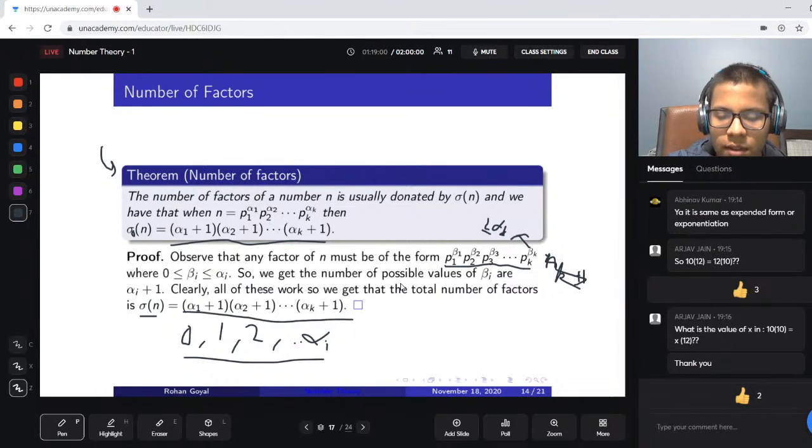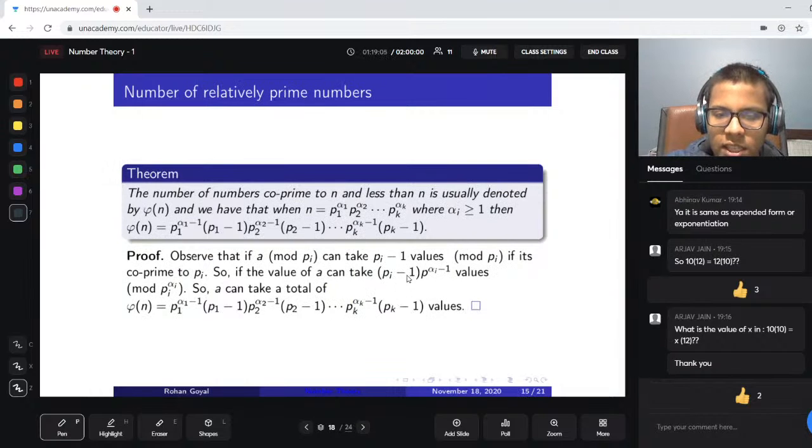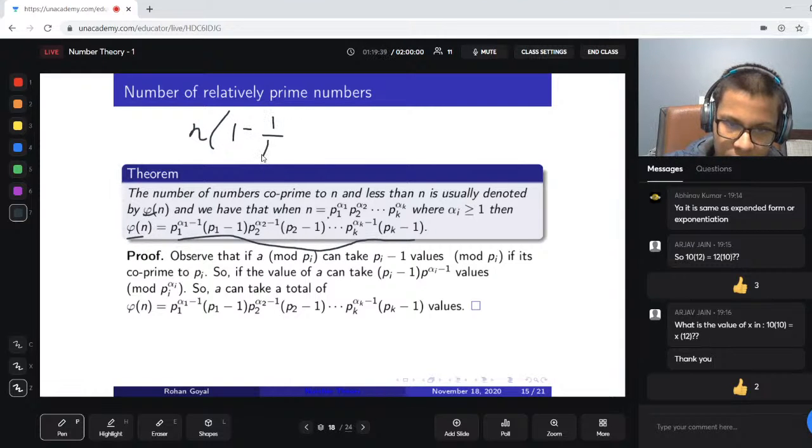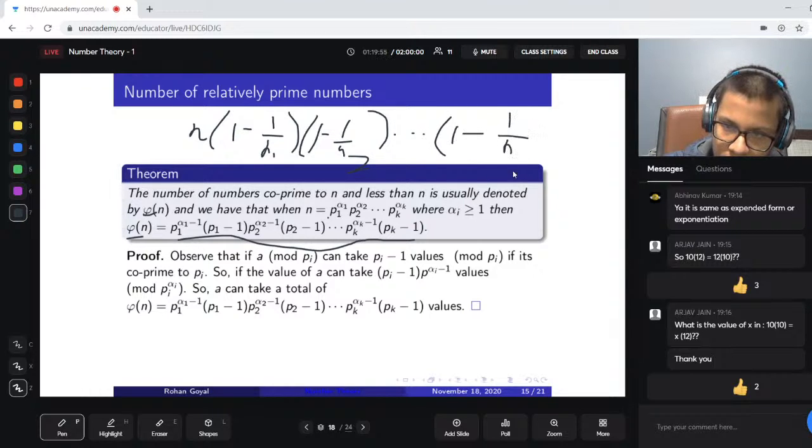Okay, great. Now we have another result, which is the number of numbers less than n which are co-prime to it. That's given by phi of n, right? When the number n is p1 to the alpha 1, p2 to the alpha 2, up to pk to the alpha k, where alpha is greater than or equal to 1, then phi of n is given this way. It can also be written as n into (1 minus 1 by p1) into (1 minus 1 by p2) up to (1 minus 1 by pk). This is the same thing as this.